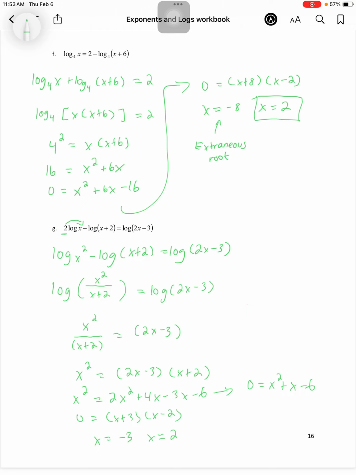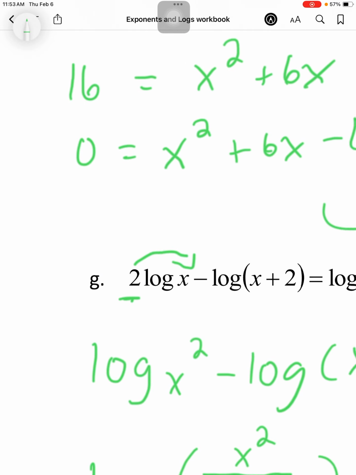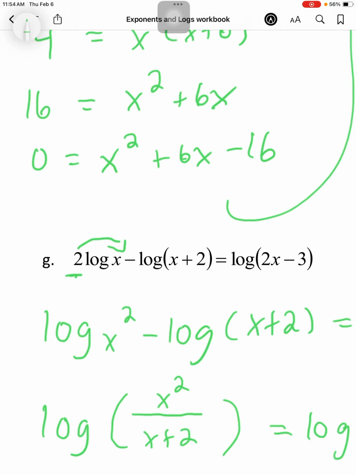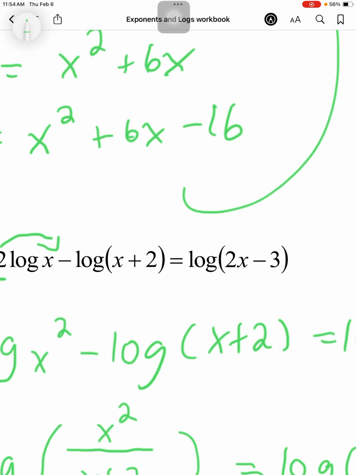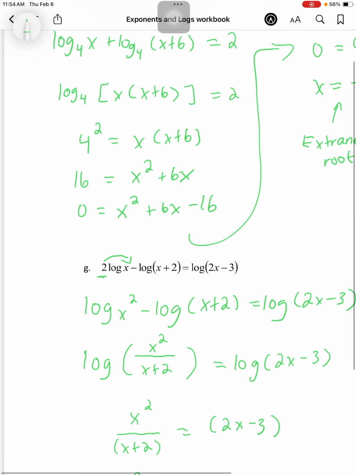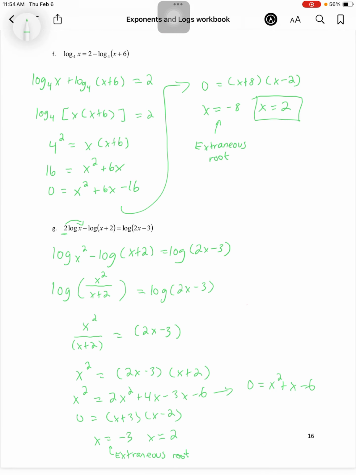And we check, do we reject any of these answers? Right away, even just looking at the first log, we see we reject a negative 3. So here, extraneous. And we check, do we accept the positive 2? We do, because if you plug in 2 in the first one, that's positive. 2 in the second one, 2 plus 2 is 4, positive. 2 times 2 is 4, minus 3, still positive. So you accept this answer.